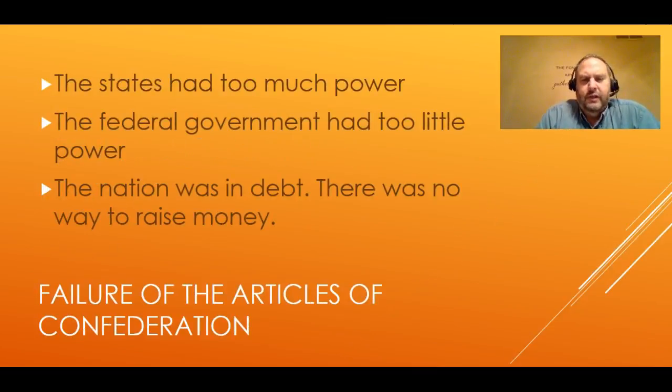The first thing is that the first Constitution of the United States was called the Articles of Confederation. In this Constitution, the states had a lot of power. In fact, they had too much power, and the federal government had too little power. In the short period of time that it was in place, the nation ran up a huge debt and there was no way to raise money. So by 1787, the nation was kind of in crisis.